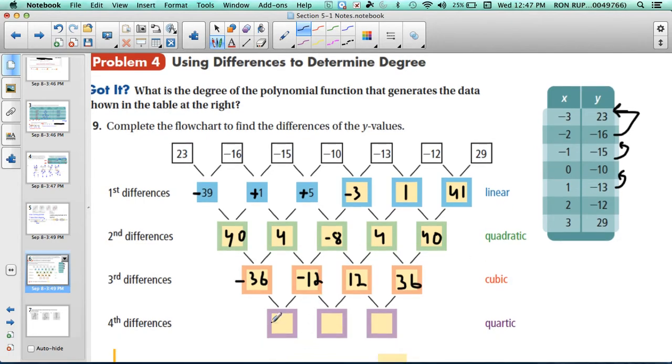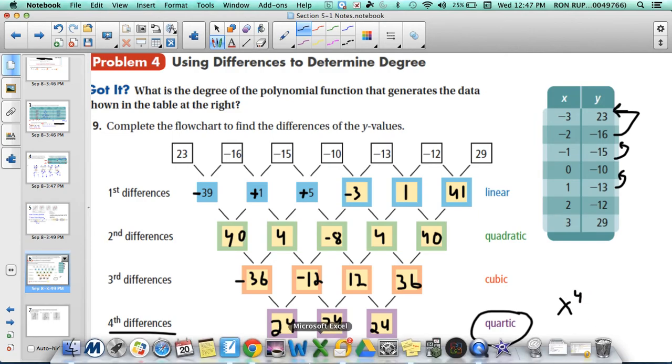Negative 12 minus 36 is 24. 12 minus negative 12 is 24. 36 minus 12 is 24. Are all these numbers the same? Yes. That means it is a quartic. That means it has a fourth degree. Fourth difference means fourth degree. That means my graph will have x to the fourth in it in some way, shape, or form.